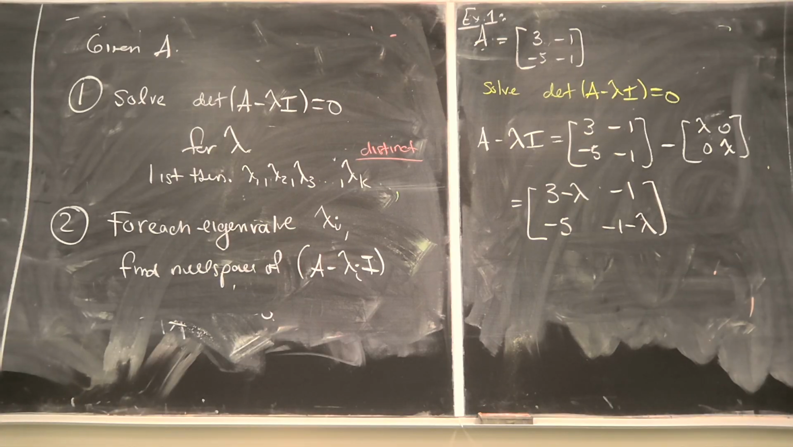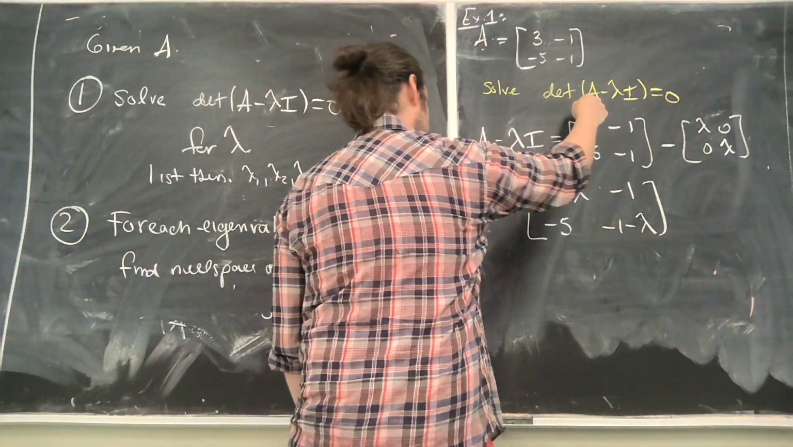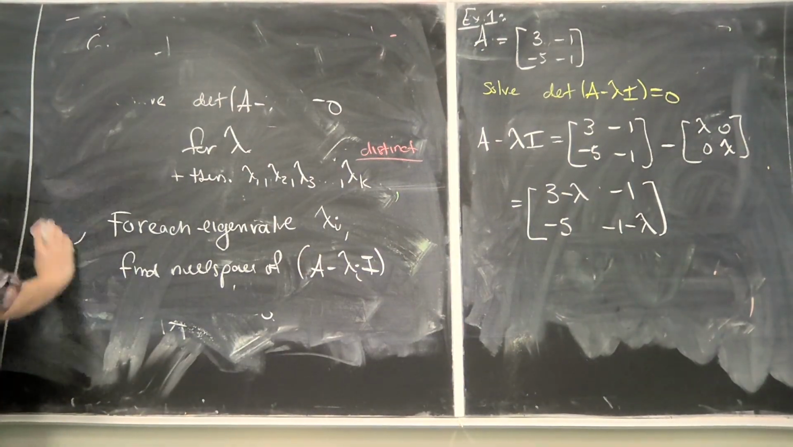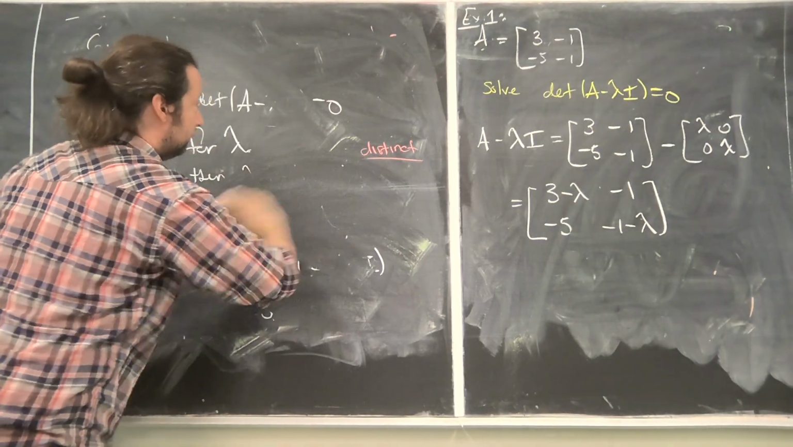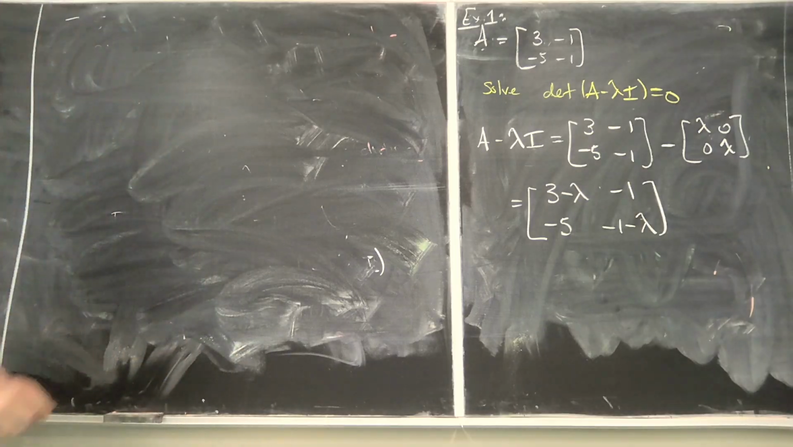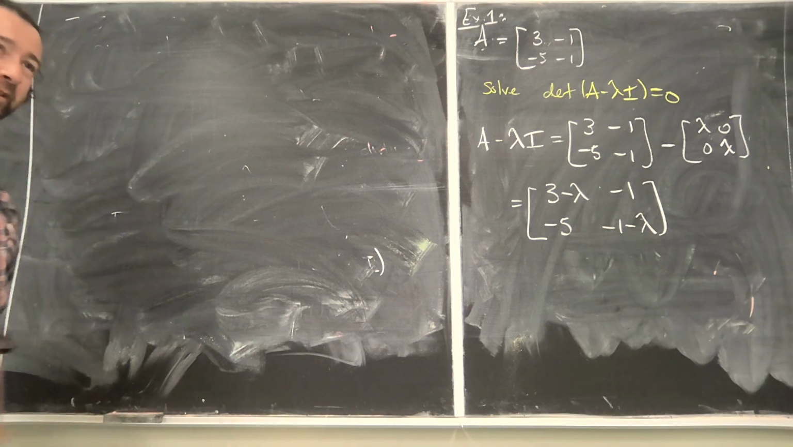The algorithm says to take that and calculate its determinant. So we're trying to solve this equation. Well, 2 by 2 determinants are easy at least. You hope all the examples I give you to do yourselves on an exam are 2 by 2.